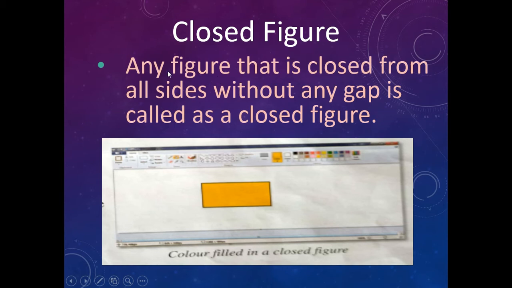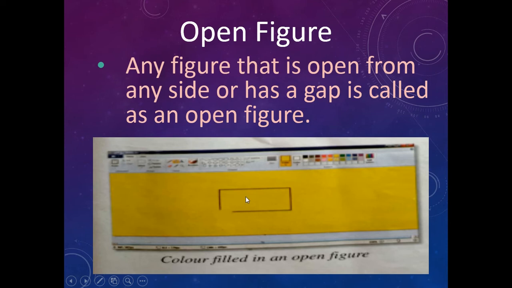A closed figure: any figure that is closed from all sides without any gap is called a closed figure. Now you can see in the picture here, all the sides are closed, meaning there is no gap. Now this is an open figure. Any figure that is open from any side or has a gap is called an open figure. In the image you can see there is a gap over here. So when you fill colors in an open figure, the colors will spread out over your drawing area.